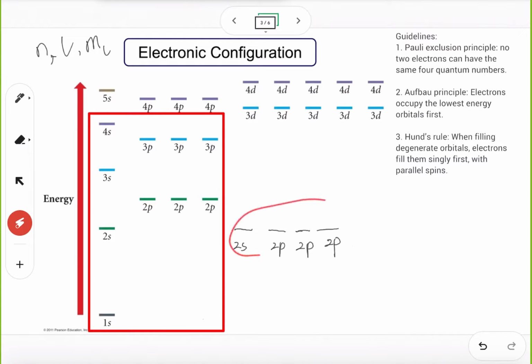One is for empty orbitals; they are supposed to have the same energy. One is for those elements with multiple electrons. Once you have electrons, the energy will be different even if these orbitals have the same principal quantum number n.